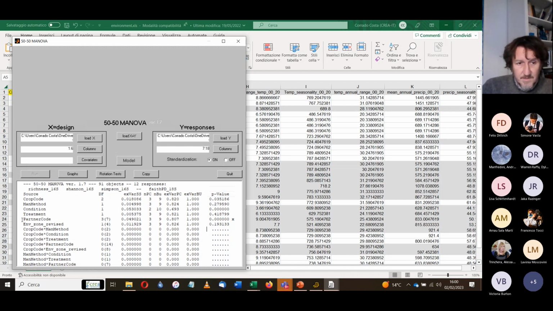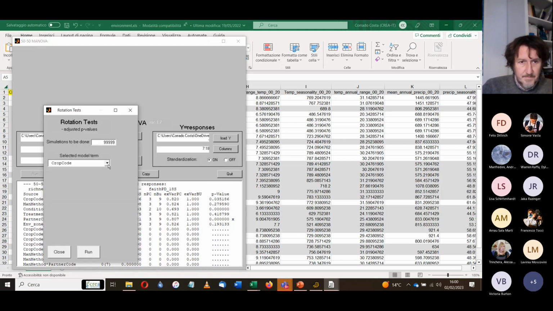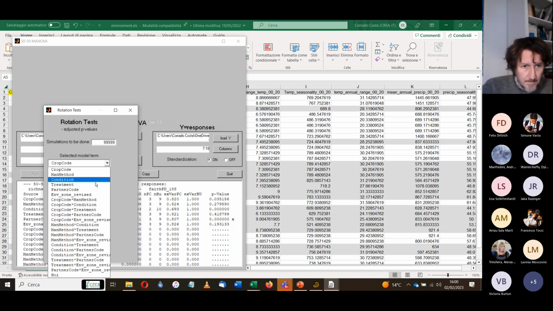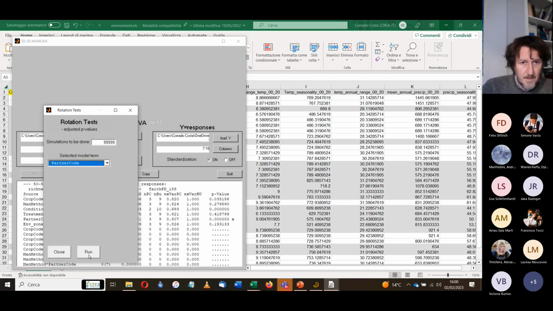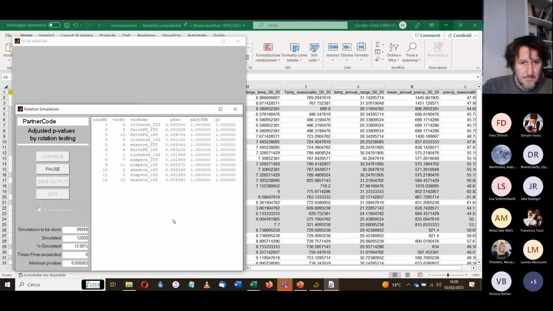Okay, so let's try to observe which of the variables give the higher contribution for partner code, and then we will try for condition. So rotation test, partner code, run. Okay, let's see. We have only the first two with a highly significant contribution. So richness ITS and the Faith PD ITS.